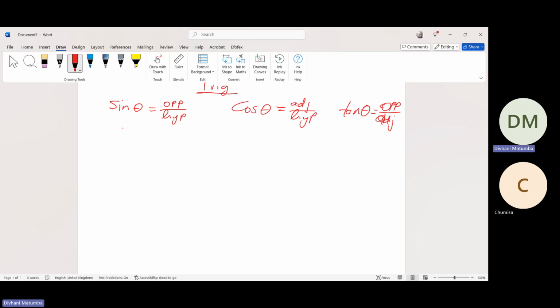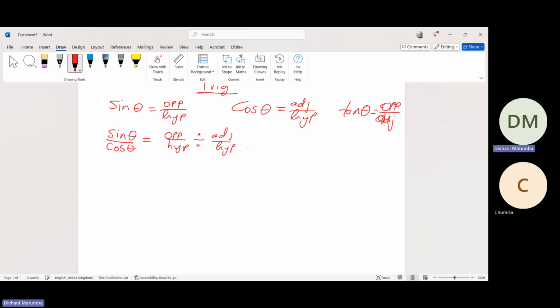The other thing that you must know is that sine of theta divided by the cos of theta is equal to opposite over hypotenuse divided by adjacent over hypotenuse. You remember? Yes, sir.